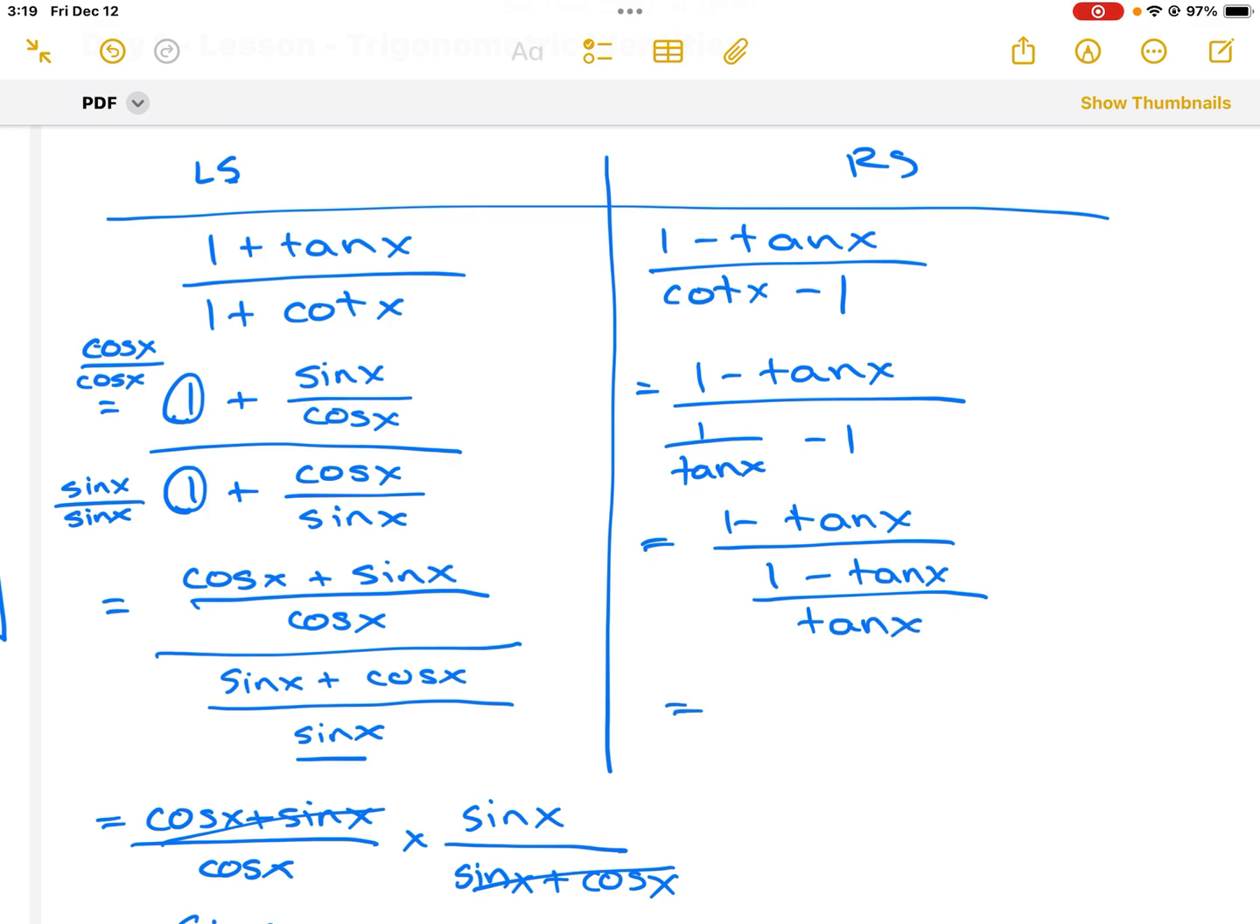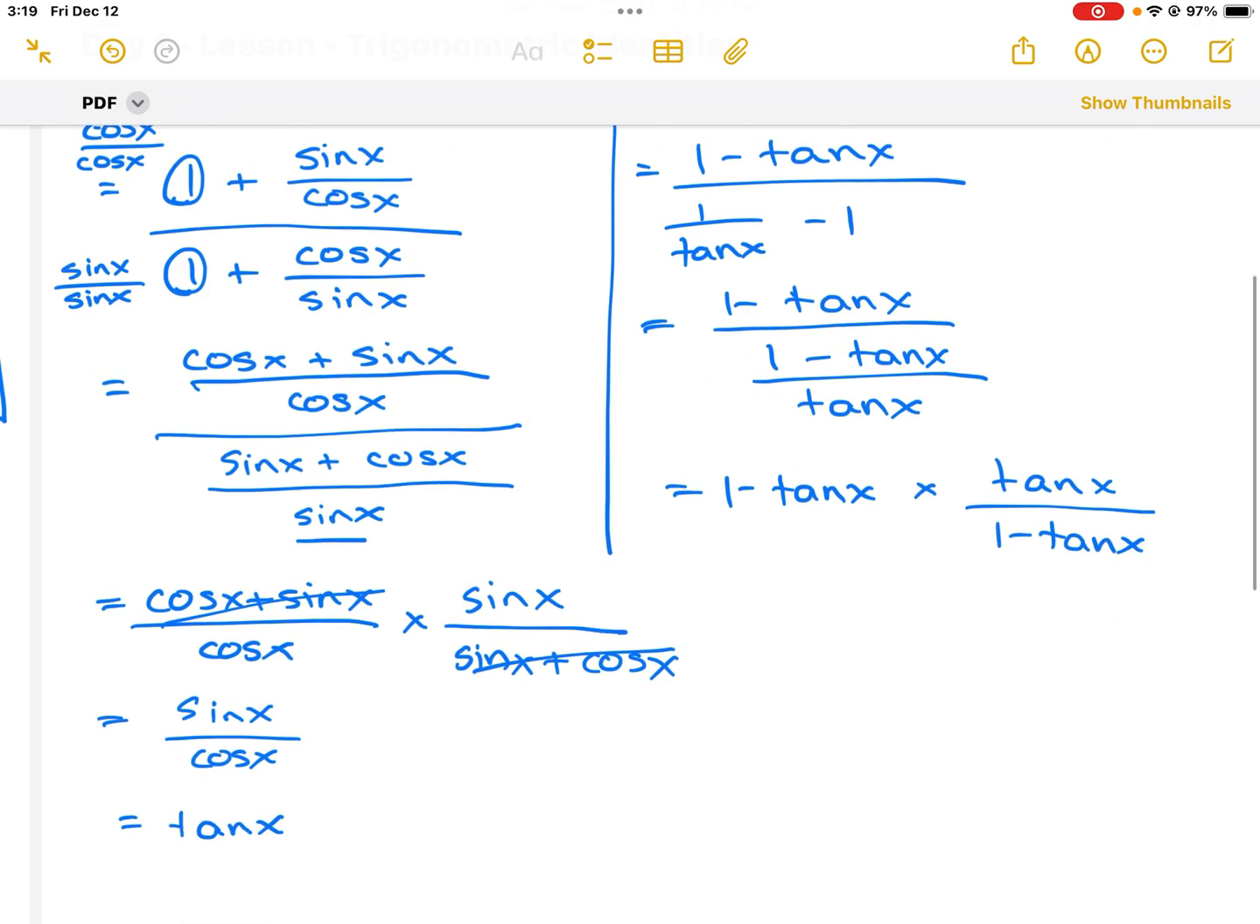Then I'm going to pull my division trick. So I've got whatever's in the numerator, and I'm going to multiply by the denominator in the bottom fraction over the numerator on the bottom fraction. This one and this one are exactly the same, so I can cancel them out, which leaves me with tan x. Since both sides are equal to tan x, then it's been proven.